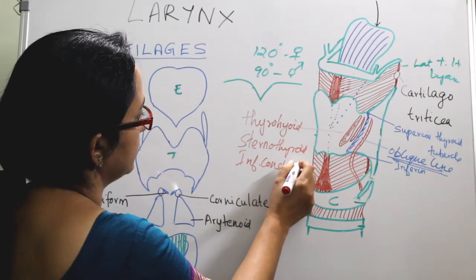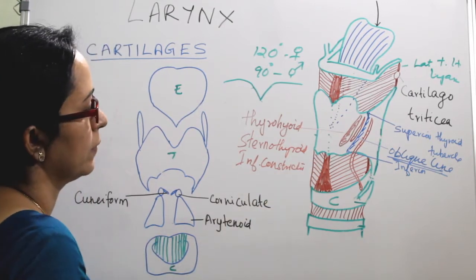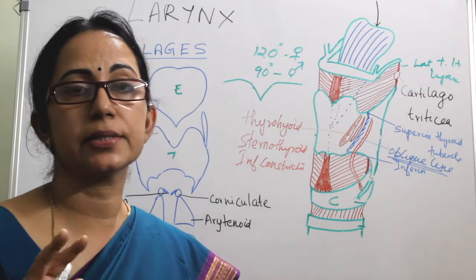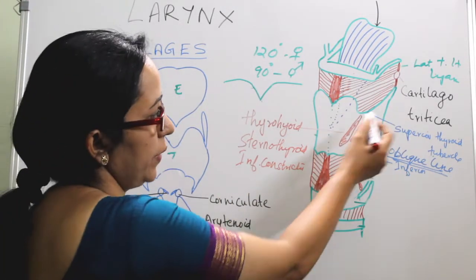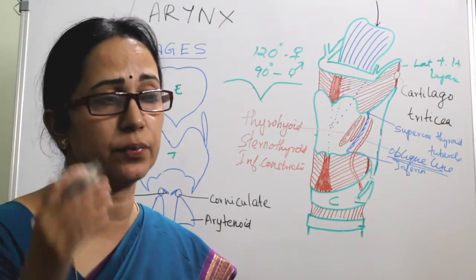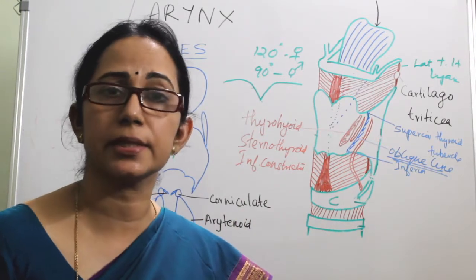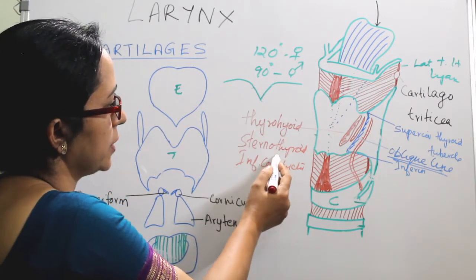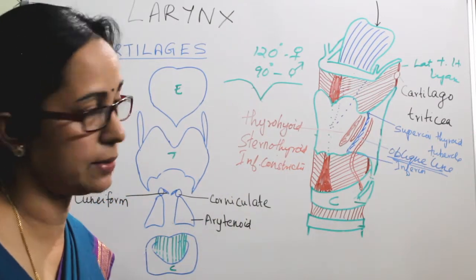Actually, it is the thyropharyngeus part of the inferior constrictor. The inferior constrictor has two parts. One is the thyropharyngeus and the other is the cricopharyngeus. So that is the thyropharyngeus part. If you can't remember, just remember it as the inferior constrictor. So to the oblique line, the attachments are thyrohyoid, sternothyroid and inferior constrictor muscle.